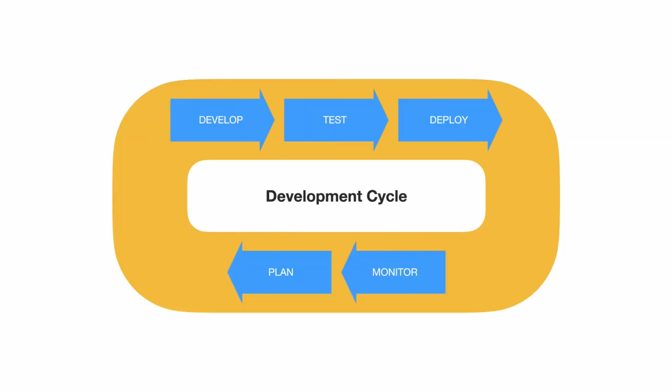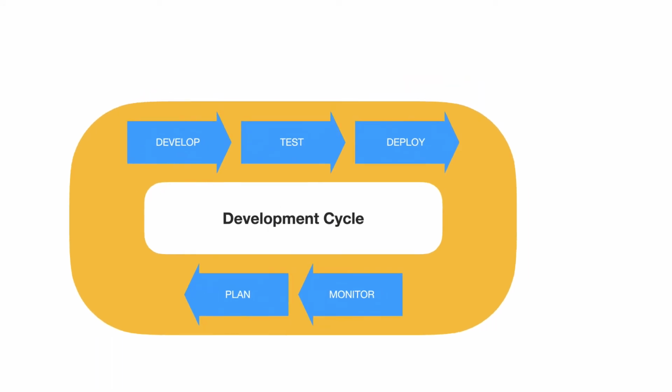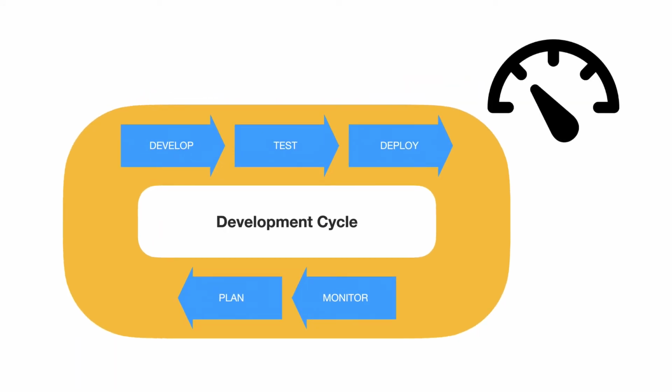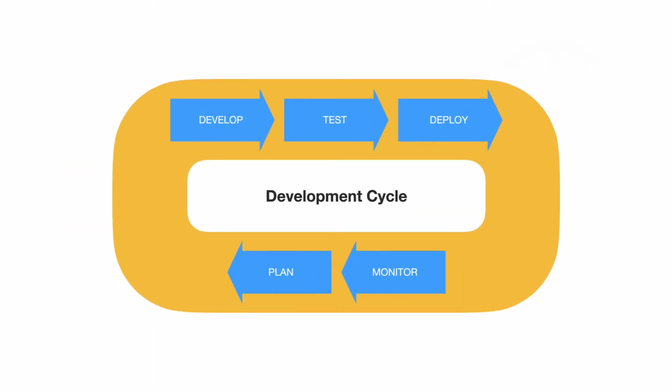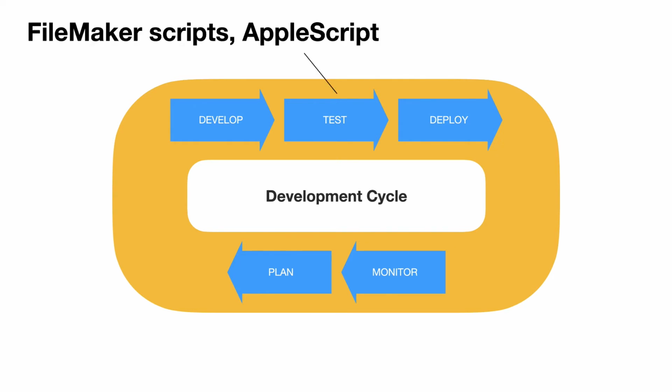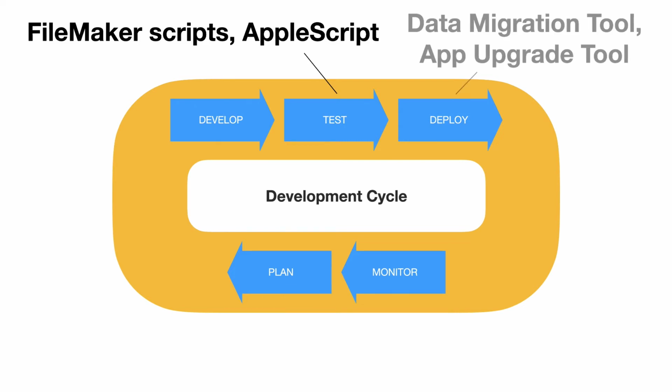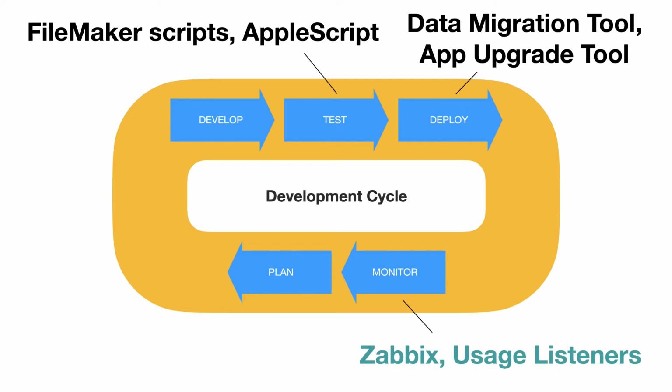Looking back at the development cycle loop, the question is, how do we move the needle to get as close as we can to achieving the goals of DevOps? We want to focus on the areas that we have greatest influence over. With testing, we can set up test scripts and make use of automation tools like AppleScript. With deployments, we can use the Data Migration Tool, which we'll look at more closely later on. And in the hopefully not too distant future, we will also be able to make use of the App Upgrade tool. And with monitoring, we can use tools like Zabbix and techniques like usage listeners.